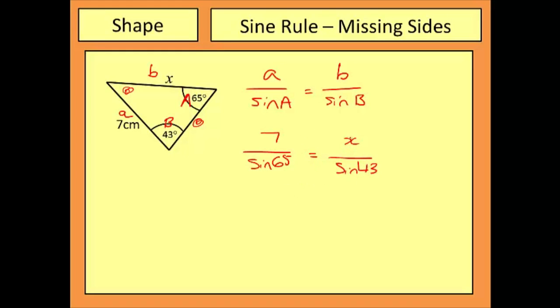Now the reason why we keep the missing value on the numerator line is it makes this calculation much easier to do. From here I'm going to multiply both sides by sine 43, meaning that 7 sine 43 divided by sine 65 will give me the value of X. When I type this into my calculator, I'm going to get a final solution of 5.3 centimetres for my missing side length.